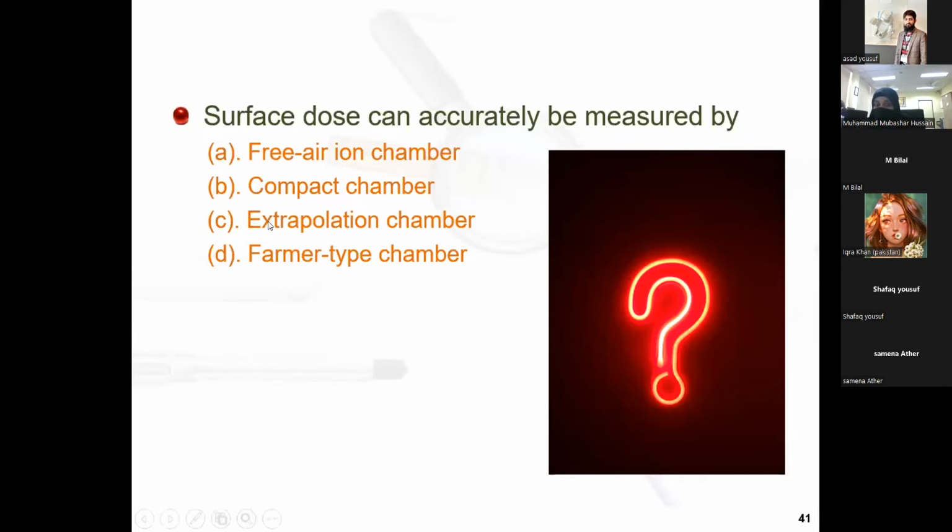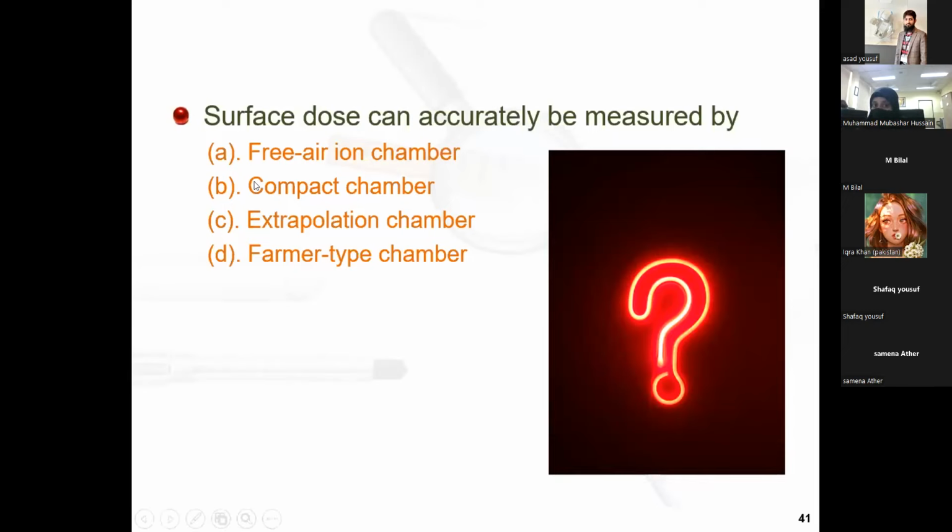These two chambers can be used in dose buildup regions or where the dose gradient is high, because the spacing between the two electrodes is very small in these cases, both in the extrapolation chamber and the plane parallel chamber.